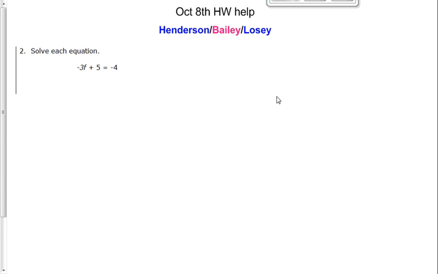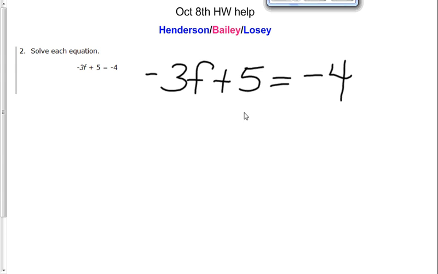It starts off with a simple equation. Negative 3f plus 5 equals negative 4. Okay, guys, I've taken the problem and I've written it over in my own handwriting. And what's different about this problem is we actually already know our answer. We know the answer is supposed to be negative 4. So this is a problem where we have to work backwards.